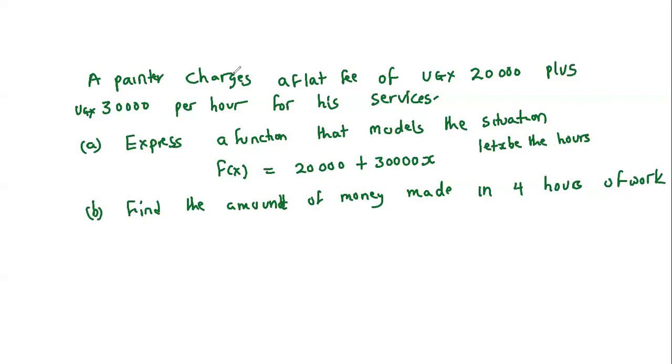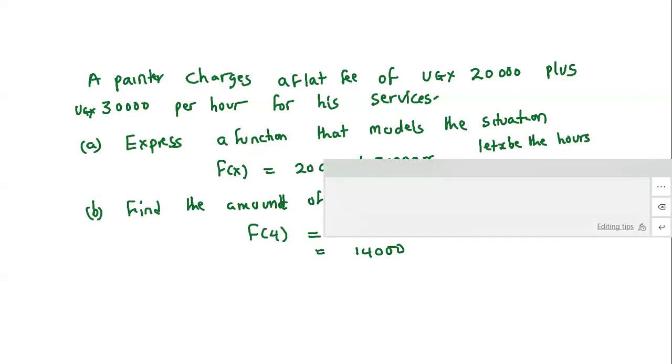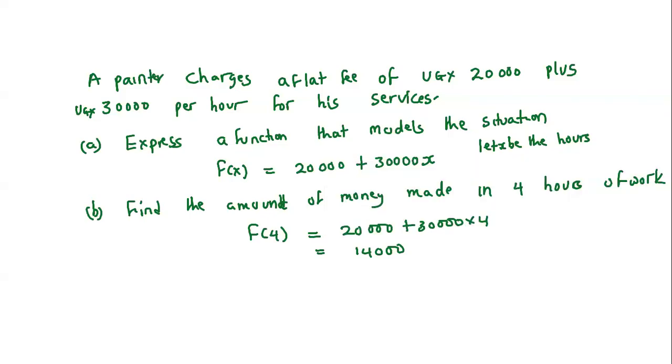Okay, people have got 140,000. Very good. Yes, so I expect you to come and say f of 4 is equal to 20,000 plus 30,000 times 4, which is 140,000. Good. Now, after that, part C.